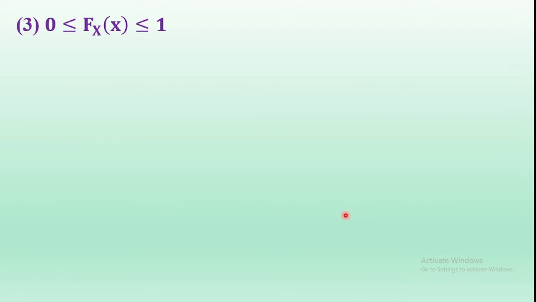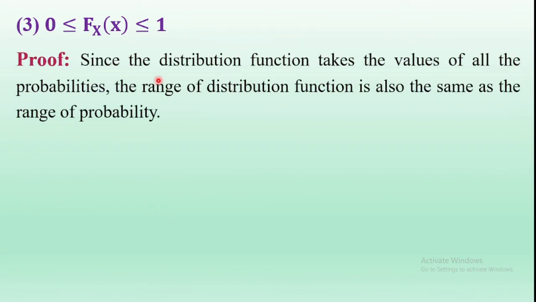The third property is that the value of the cumulative distribution function lies between 0 and 1. That is, 0 ≤ F_X(x) ≤ 1. Now coming to the proof. Since the distribution function takes the values of all the probabilities, the range of the distribution function is the same as the range of probability. So the probability distribution function lies between 0 and 1.